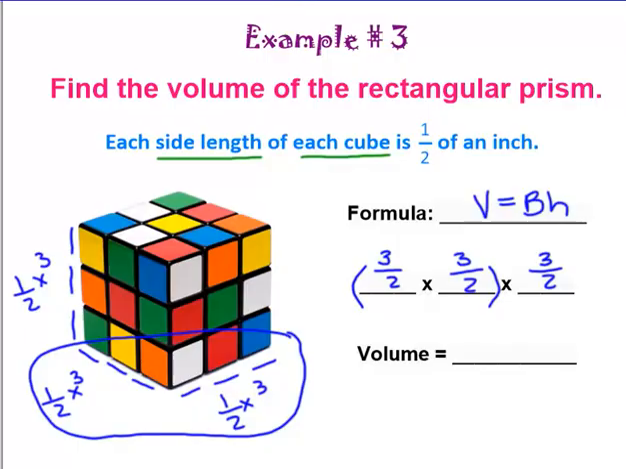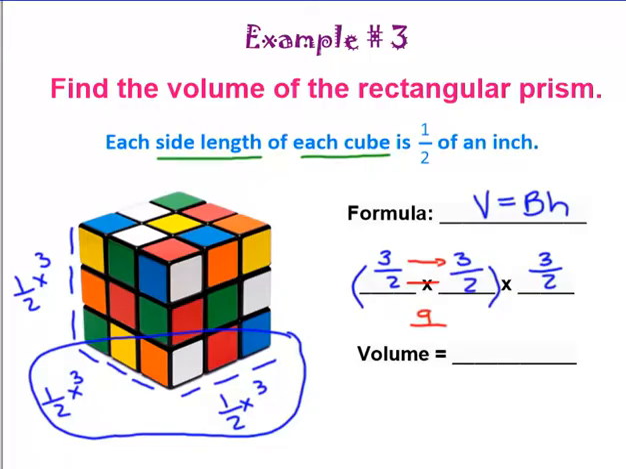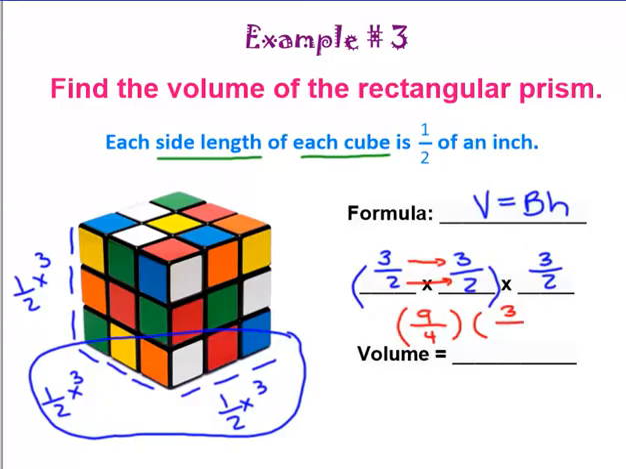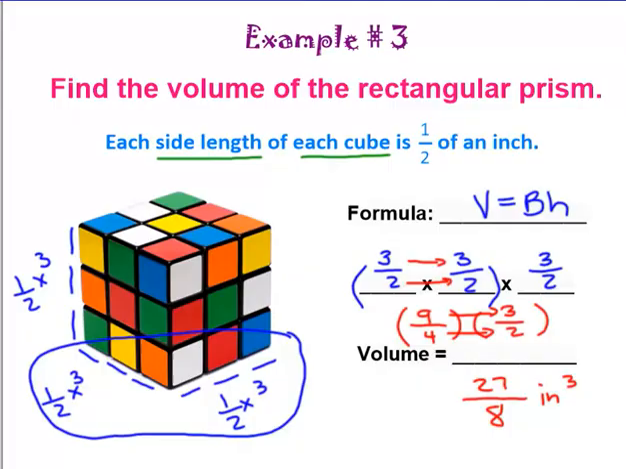Now, remember, fractions are very, very easy to multiply. So let's do our parentheses first. 3 times 3 is 9 over 2 times 2, which is 4. And then we have times the height. So 9 times 3, and I'm going to write the answer down here, is 27 over 4 times 2 is 8. And that's going to be inches cubed. And that's how we get the answer to these.